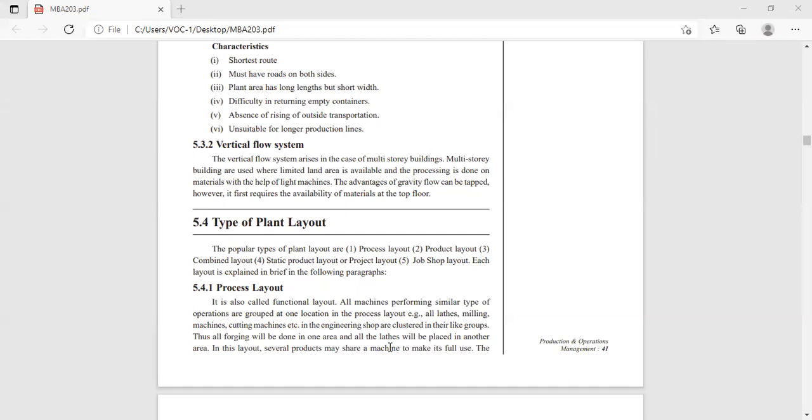This is also called the functional layout. All the machines performing similar types of operations are grouped at one location in the process layout, like milling machines, cutting machines. These are clustered in their like groups.